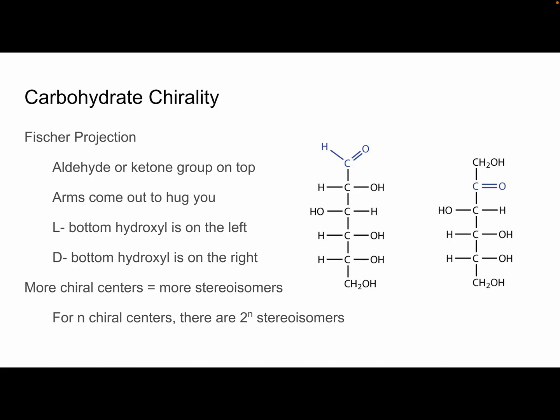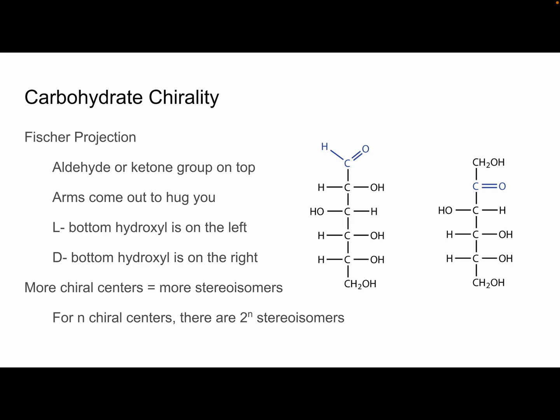All right, we usually draw our carbohydrates in Fischer projection. This is actually why Fischer projection was kind of developed, to make it easier to draw our carbohydrates and our amino acids. With Fischer projection, you put the aldehyde or ketone group on the top. The arms are coming out to hug you, so the OH and H's are coming out to hug you. And we have L-D designation, okay? This makes nomenclature really nice. You look at the bottom OH group. If it's on the left, it's L. If it's on the right, it's D.